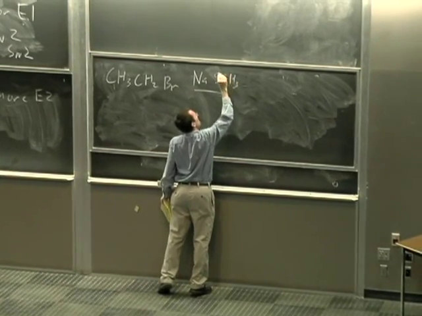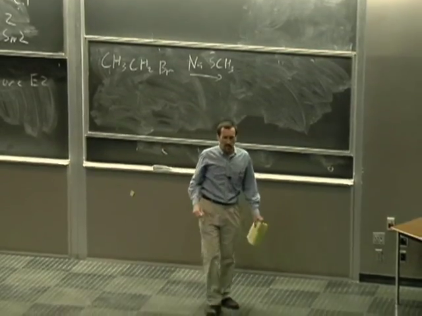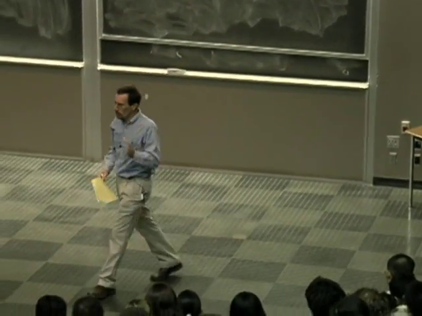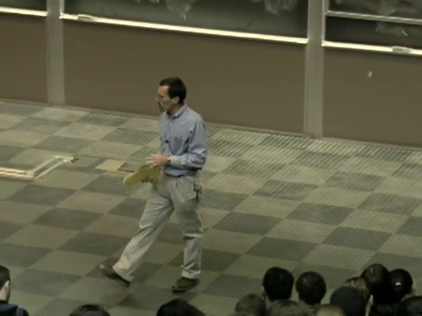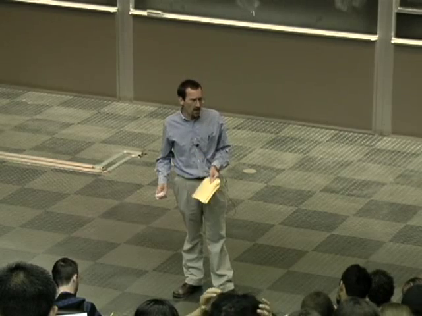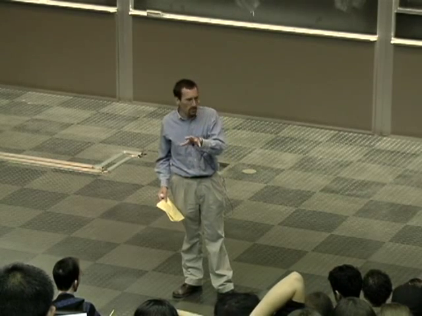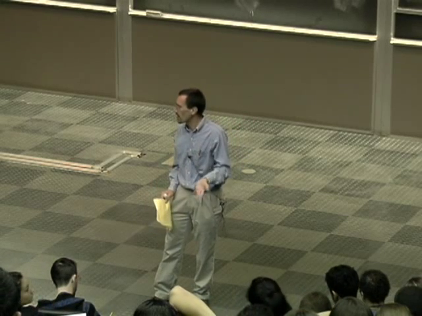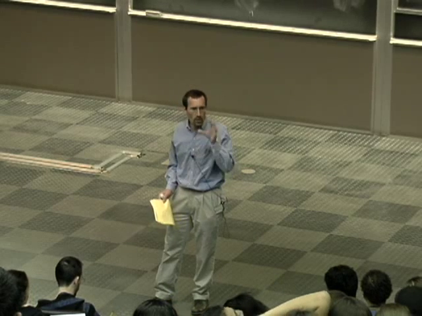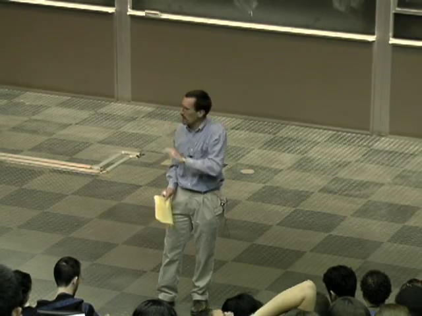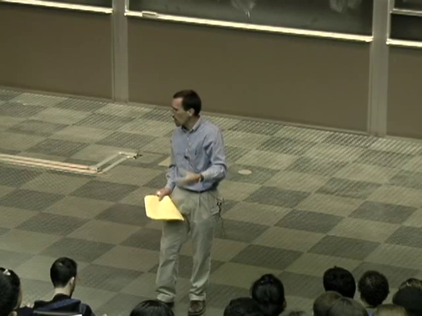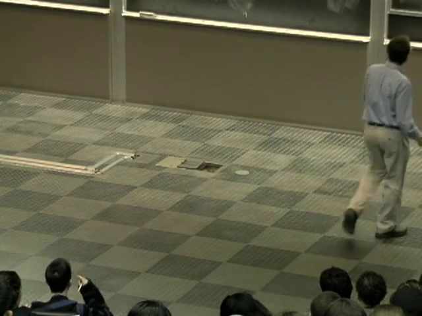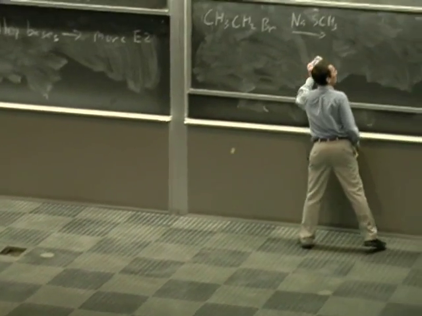Sodium thiomethoxide. Sulfur anions are good nucleophiles. The sulfur is very big. The electron cloud is spread out. The thiomethyl group is basic, but it's not too basic. The pKa of a thiol, CH3SH, is about 11. So CH3S minus is basic, but it's not strongly basic like, say, hydroxide. And the sulfur's clouds of electrons are spread out. It's polarizable. It's a good nucleophile.